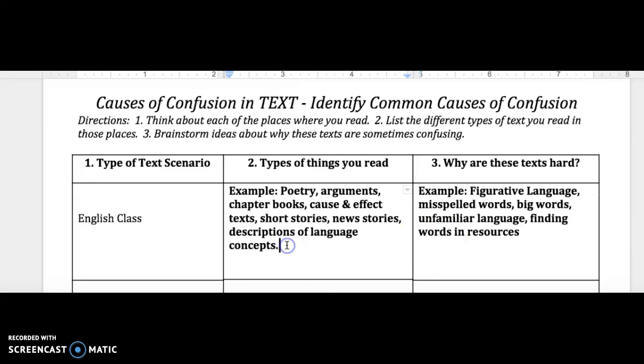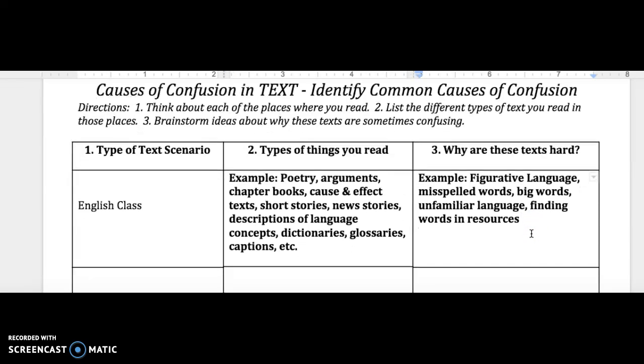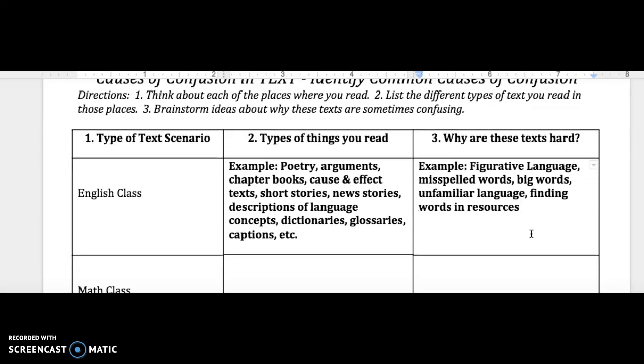And so another thing we can put in here that we read sometimes in English class is dictionaries, glossaries, and captions, all kinds of stuff. So, and these are a few of the reasons that those texts can be hard. Like I said, we don't need an exhaustive list.